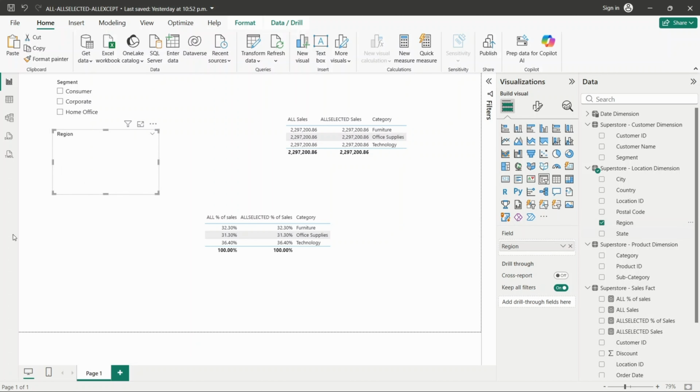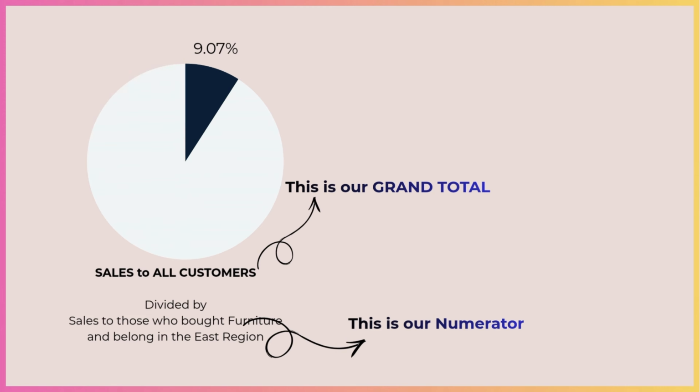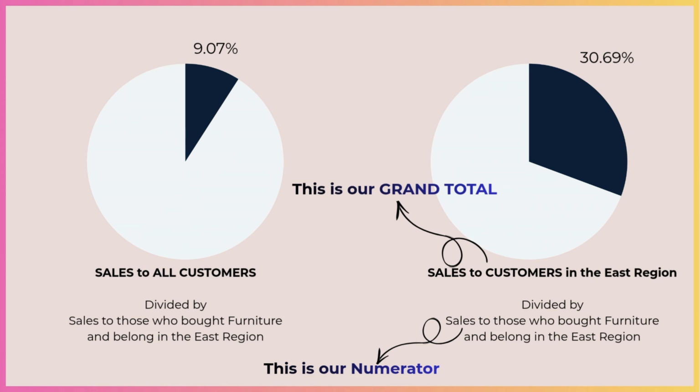If I were to click out of here and add region as a slicer, for example, and I select East, 9.07 represents the percentage of total sales that is generated from the sale of furniture to customers in the East. However, 30.69% represents the percentage of sales to customers in the East that is generated from furniture. That's this 30.69. So you see how they differ.